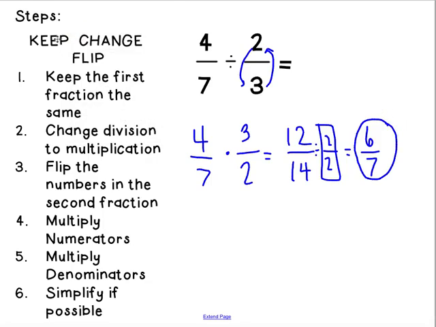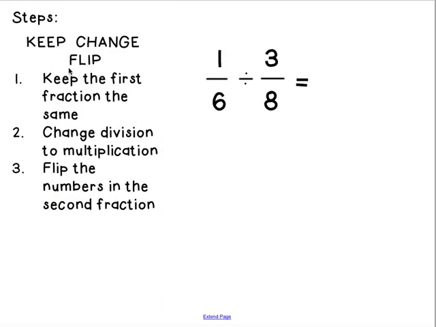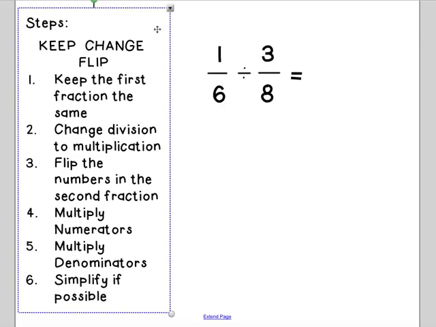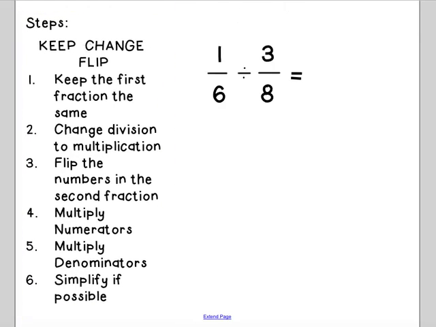And I'm going to go ahead and redo that because I want all of those steps there. So keep, change, and flip. Keep the first fraction, so I'm keeping 1/6. Change division to multiplication, and flip the numbers in the second one. So this is going to become 8 over 3. Then multiply our numerators. 1 times 8 is 8. 6 times 3 is 18, multiplying my denominators.